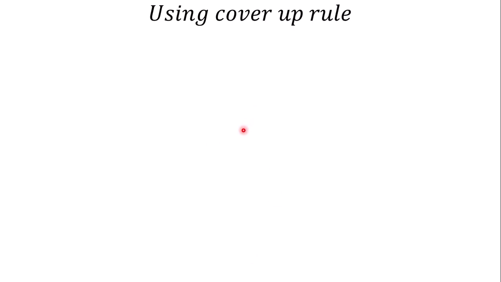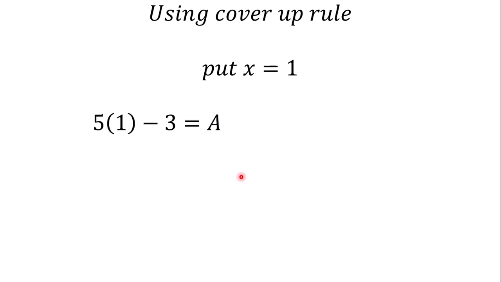Okay, so using the cover up rule, put x equal to 1. So you're going to put x equal to 1 into the equation. Now when you put x equal to 1, this is how the equation will look. That is 5 times 1 minus 3 is equal to a into bracket 1 minus 1 plus b into bracket 1 minus 5. Now here 1 minus 1 will be 0. 0 times a will be 0. So here a is gone.